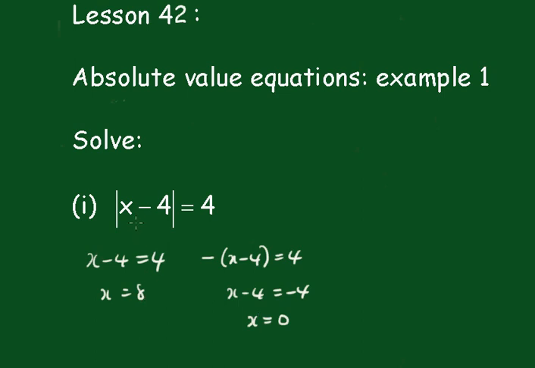So 8 checks out. 8 minus 4 is 4. Absolute value 4 is 4. Put 0 in there. 0 minus 4 is minus 4. And the absolute value of minus 4 is 4.